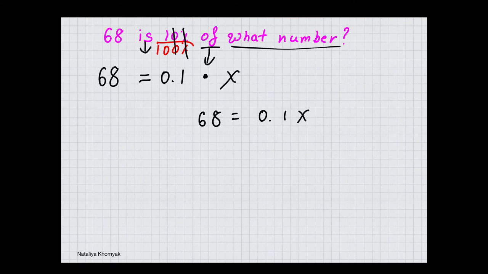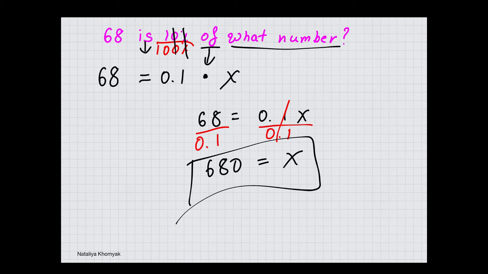X is being multiplied by 0.1. The opposite is to divide by 0.1. What you do to one side, you want to do the same thing to the other side. This cancels. So x is equal to 68 divided by 0.1, which is 680. And this is our solution.